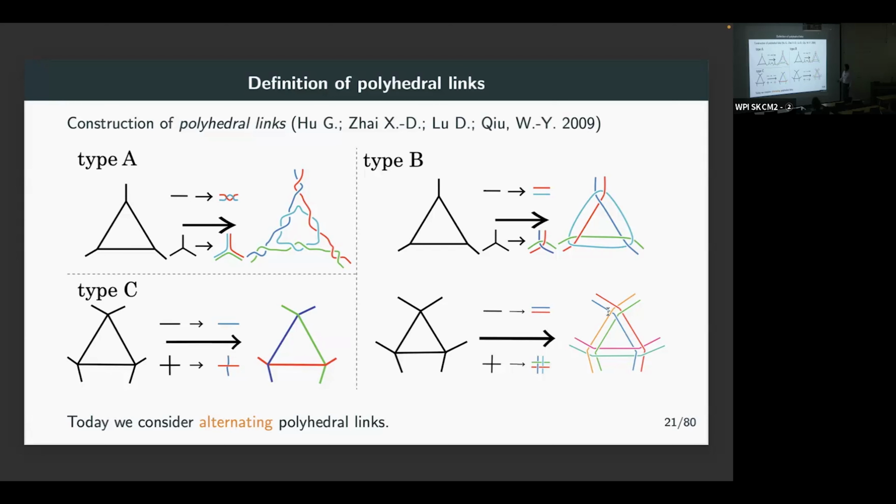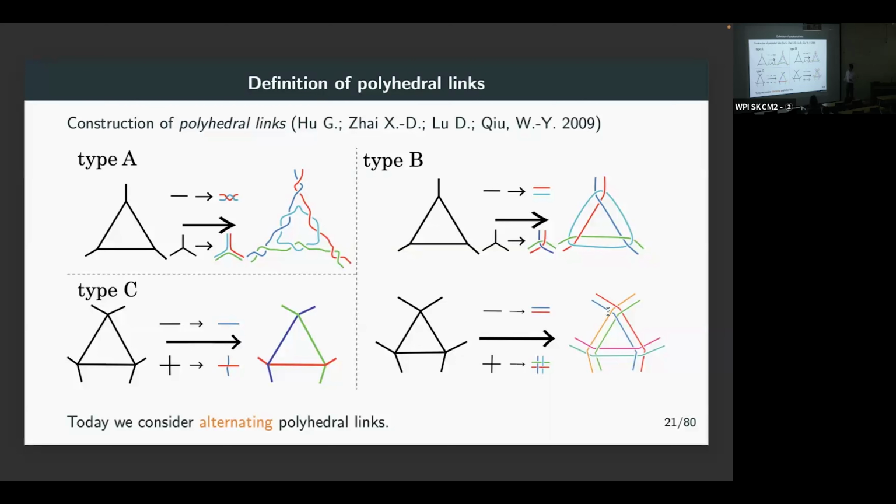And here, the vertex is changed into this one, and if you change this, then you have this structure. In type B, the edge will change into just two lines, and at the vertex, you put three crossings. Then you have this structure. This is called type B.